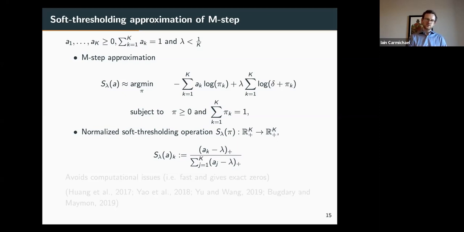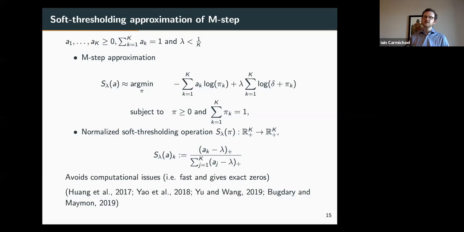And this has been proposed as an approximation for the M step. And it has a couple advantages. First of all, it avoids slow computation of an iterative algorithm. It's an O(1) step, so it's very fast. And it also gives exact zeros, where we couldn't have gotten exact zeros due to the log barrier before. And so this has been proposed as an approximation of this M step.